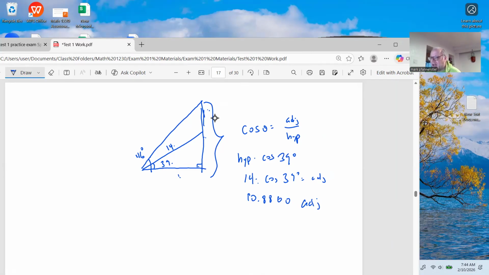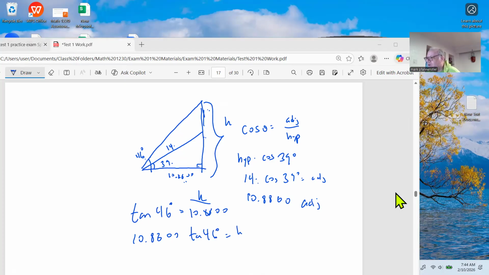Now that I know my adjacent side, I know that we have this angle, I know we have an adjacent side, and I'd like this opposite side here. So I need a trigonometric function that aligns the opposite side, the adjacent side, and the angle. That's tangent. So the tangent of 46 degrees is equal to h over 10.8800. I'll solve for h, and that's 10.8800 times tangent of 46 degrees. You don't need to write the zeros.